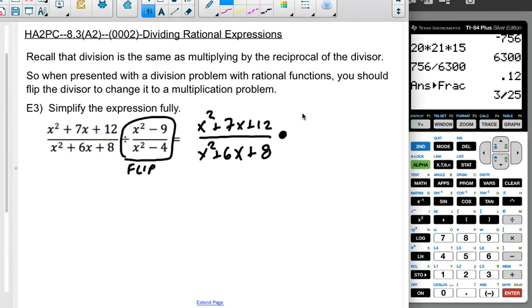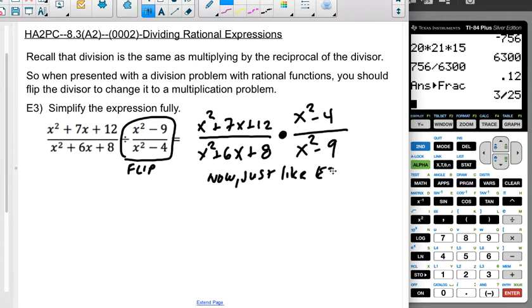So I make it multiplication, this x squared minus 4 becomes the top, and this x squared minus 9 becomes the bottom. And now, this is just like example 2. So it's the same idea as example 2. Now I just factor everybody. Again, as you factor, you'll get better at this, but this is one of the reasons that I wanted you to get quick at factoring.